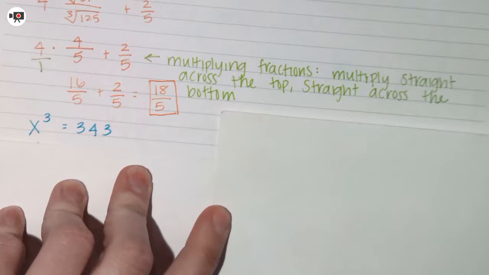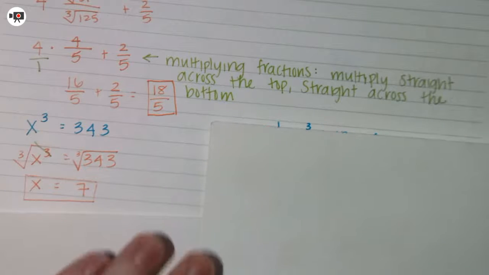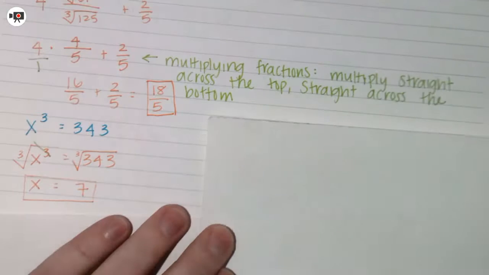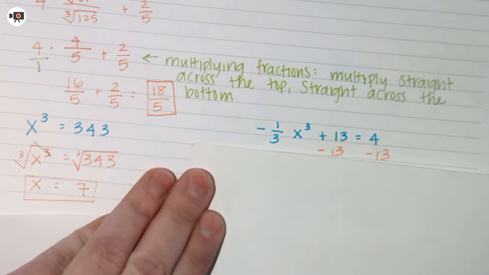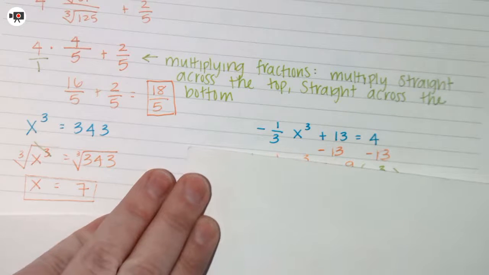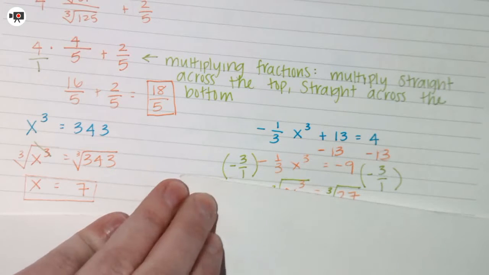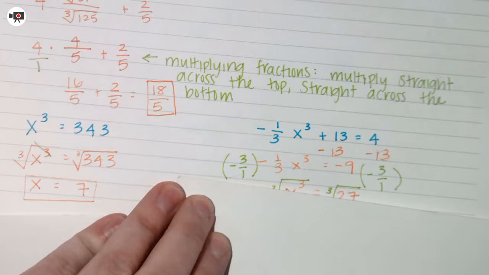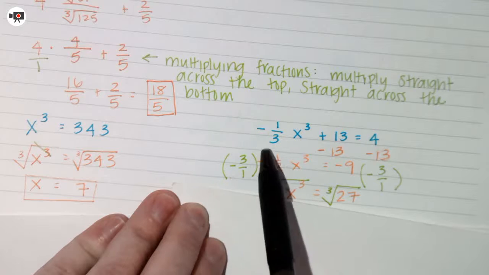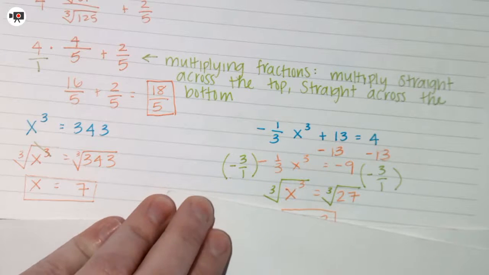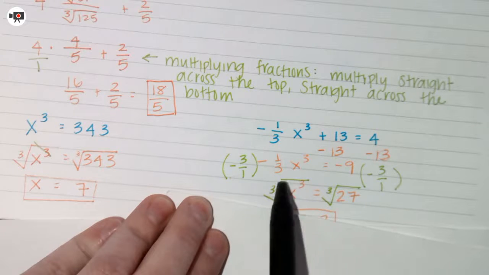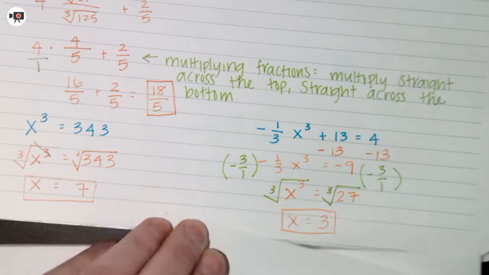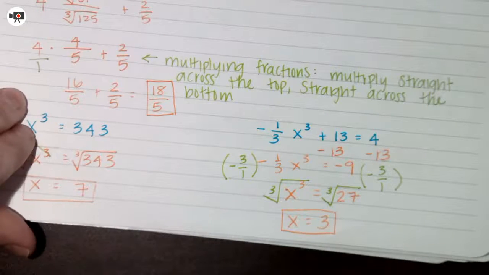If I have x cubed is 343, that would be 7. And here, if I had negative 1/3 x cubed plus 13 equals 4, I'm going to subtract 13 on each side. And then to undo this multiplying by a negative 1/3, I'm going to multiply by negative 3 over 1. To divide by a fraction, you multiply by the reciprocal. Then I have x cubed equals 27. Undo this cubed with the cube root. What you do to one side, you have to do to the other. And then we get x equals 3.